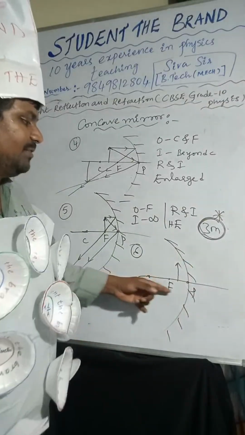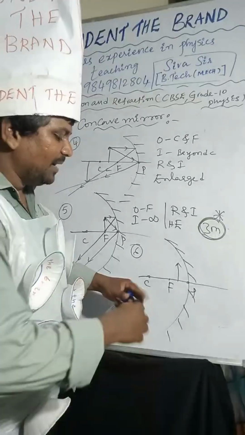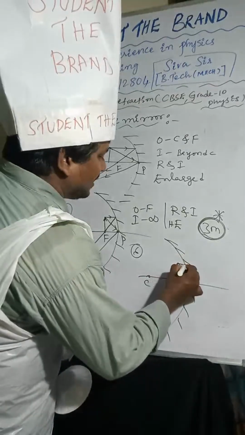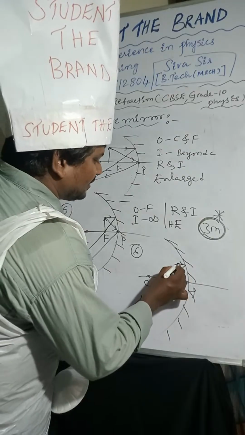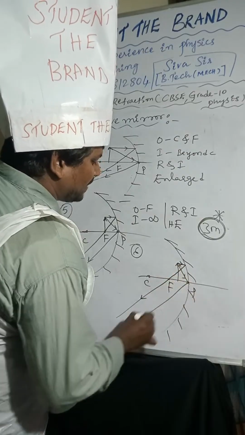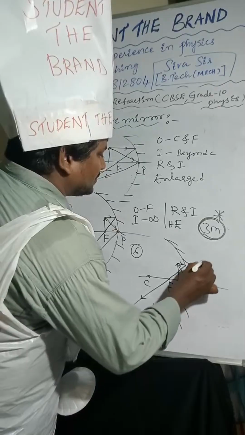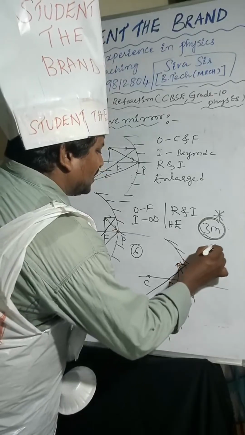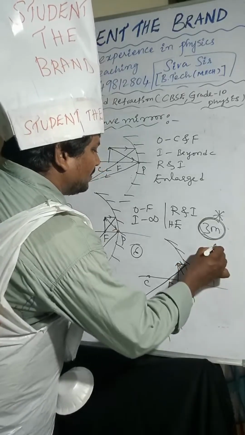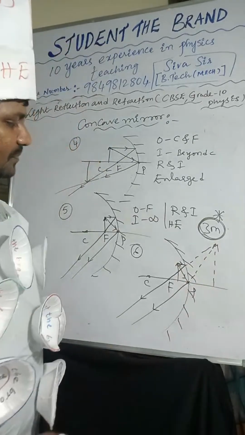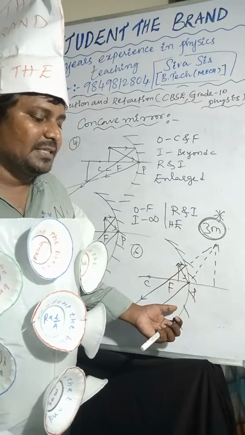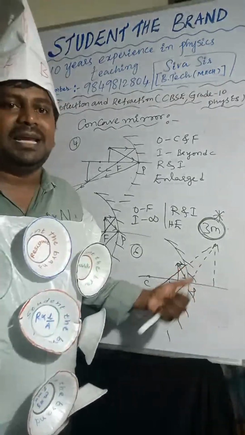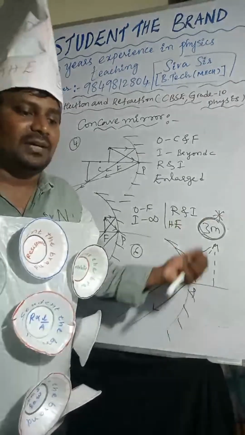So here you can see, object is placed between F and P. Image will form behind the mirror. One light I am taking here, it passes through focus. Another light I am taking through the pole, it reflects back. If you extend those light rays, the image will form behind the mirror. Nature of the image is virtual, erect and enlarged.